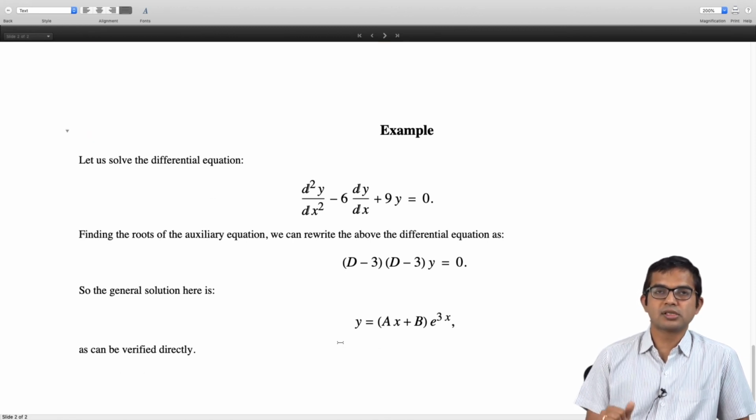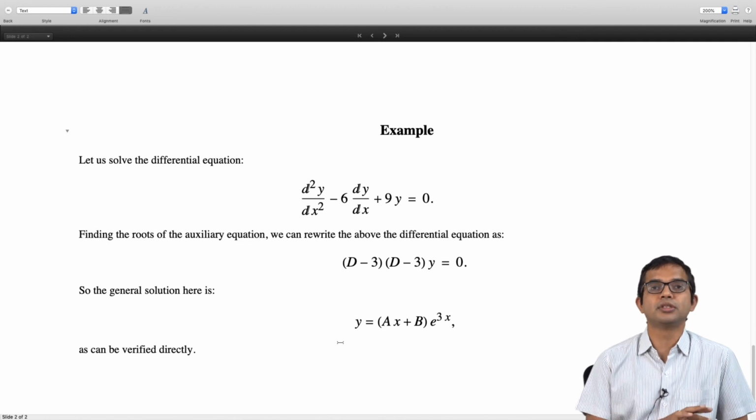Okay, so we have in this lecture managed to chalk out the prescription for solving a homogeneous second order differential equation with constant coefficients. That's all for this lecture.